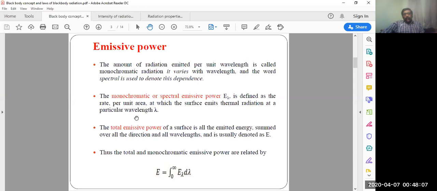If you take a particular body, it will emit radiation at different wavelengths. If you calculate the monochromatic emissive power at different wavelengths and sum all of this up, you will get the total emissive power. So the total emissive power of the surface is the emitted energy summed over all the directions. It will emit radiation in different directions as well as at different wavelengths. If you sum up the emitted energy over all directions and all wavelengths, you will get the total emissive power of that point. You can represent it like this: E equals the integral from 0 to infinity of E lambda d lambda.